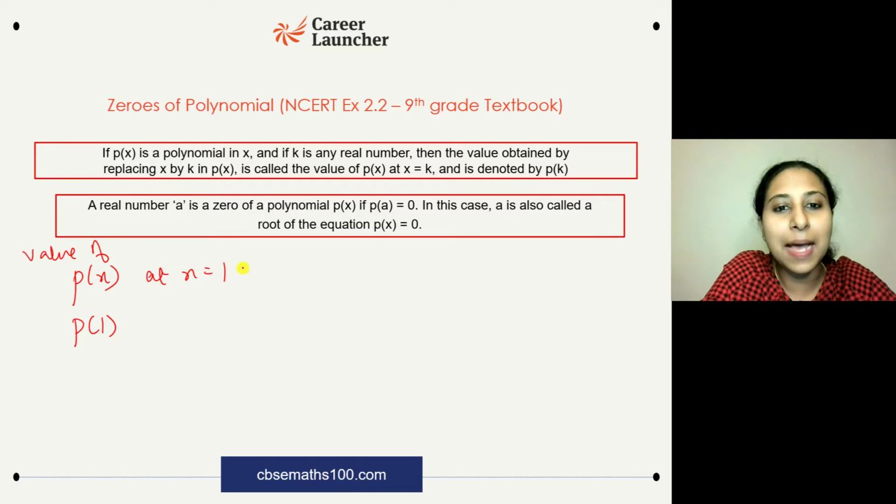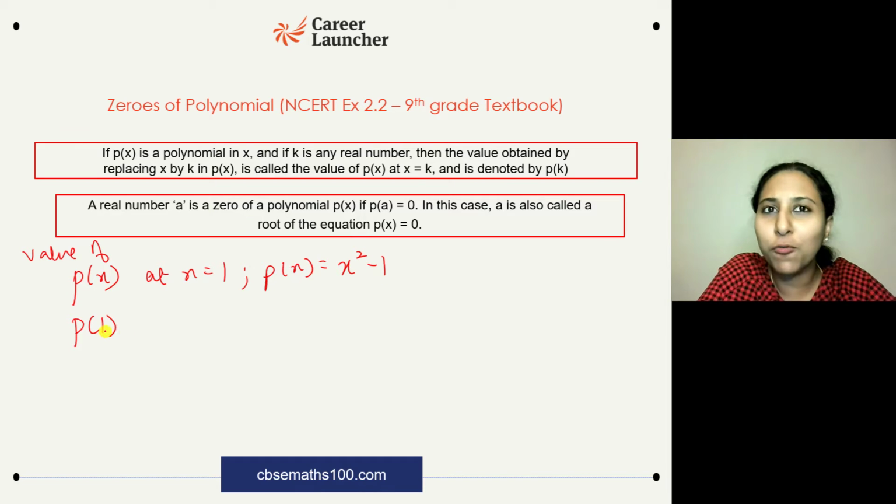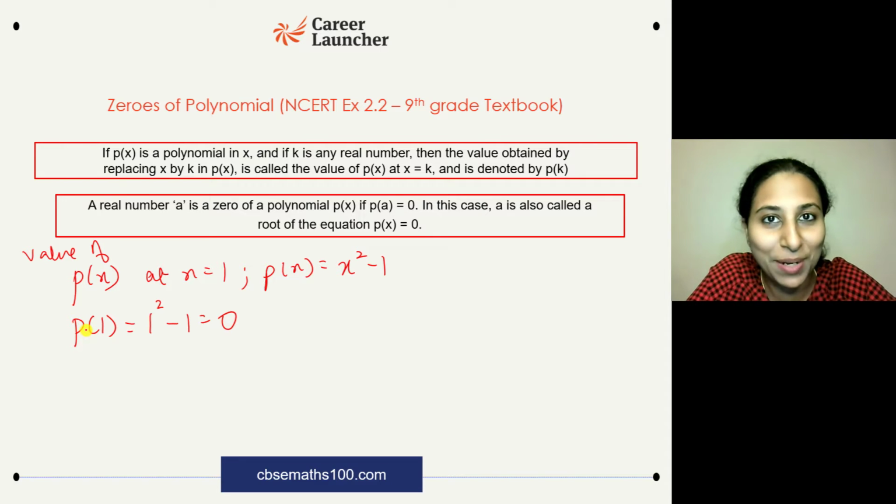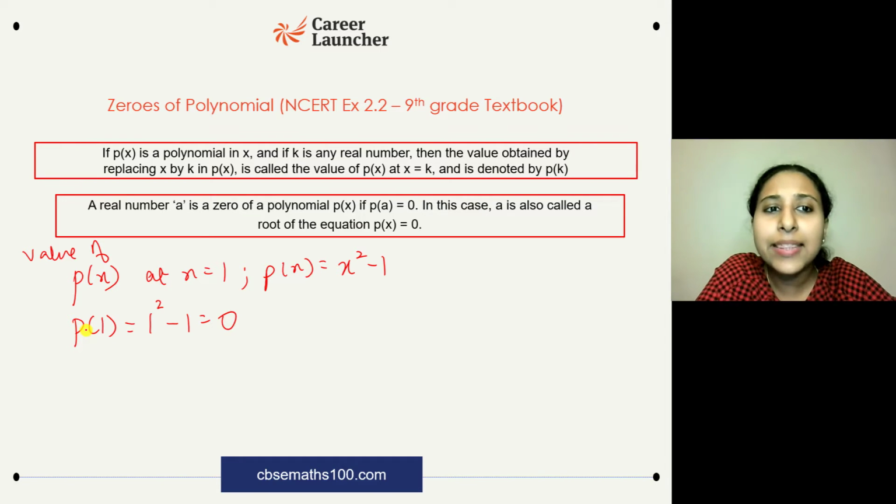So as a specific example, let's assume that p of x was x square minus 1. To find p of 1, all I had to do was replace x over here by 1. And you get 1 square minus 1, which is 0 as the value of the polynomial at x is equal to 1, right? And next point says a real number a is a 0 of a polynomial p of x if p of a is equal to 0.